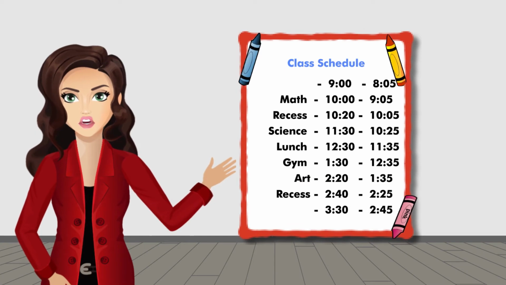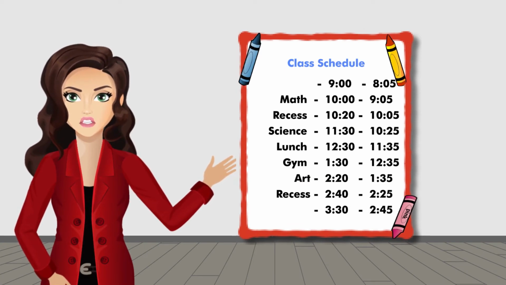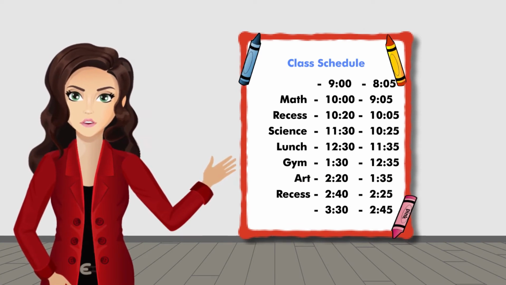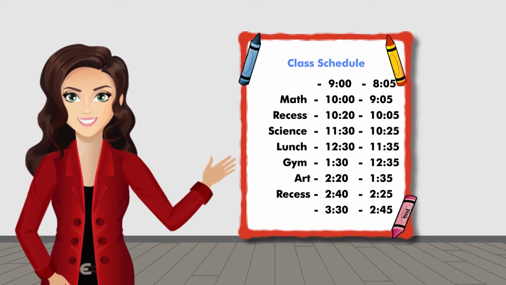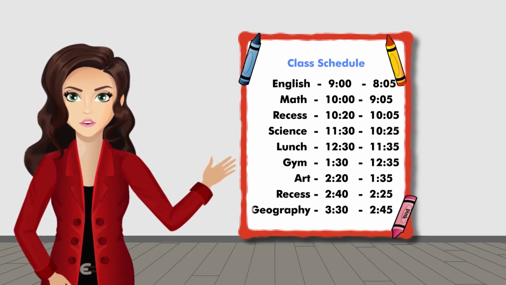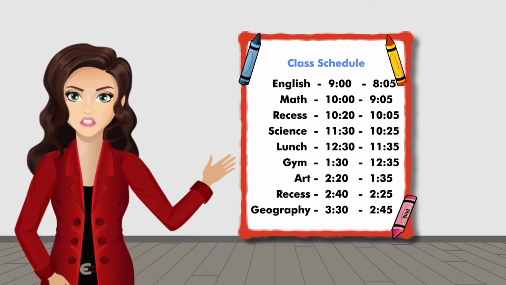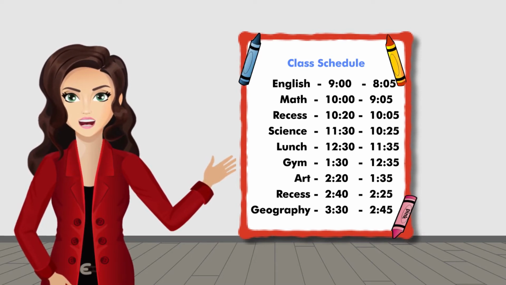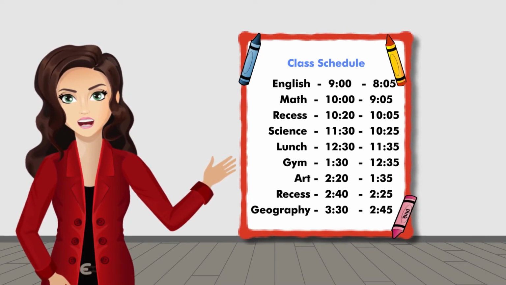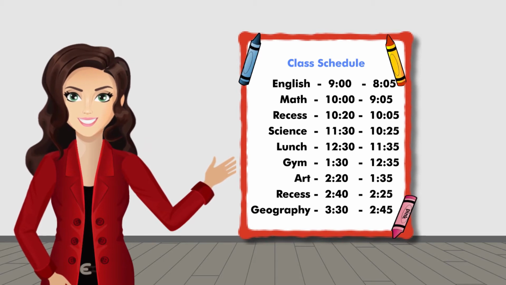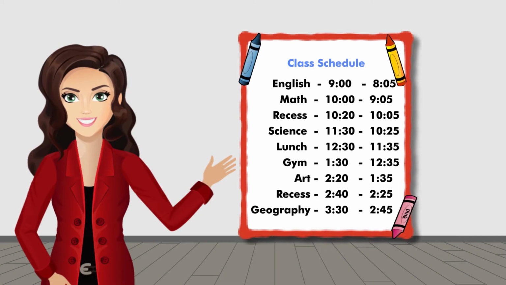This is our class schedule. A schedule tells you what you will work on during the day. Today, we have English first period and geography last period. My favorite subject is English. What is your favorite subject? Go ahead. I'm listening. That's great. I like that too.